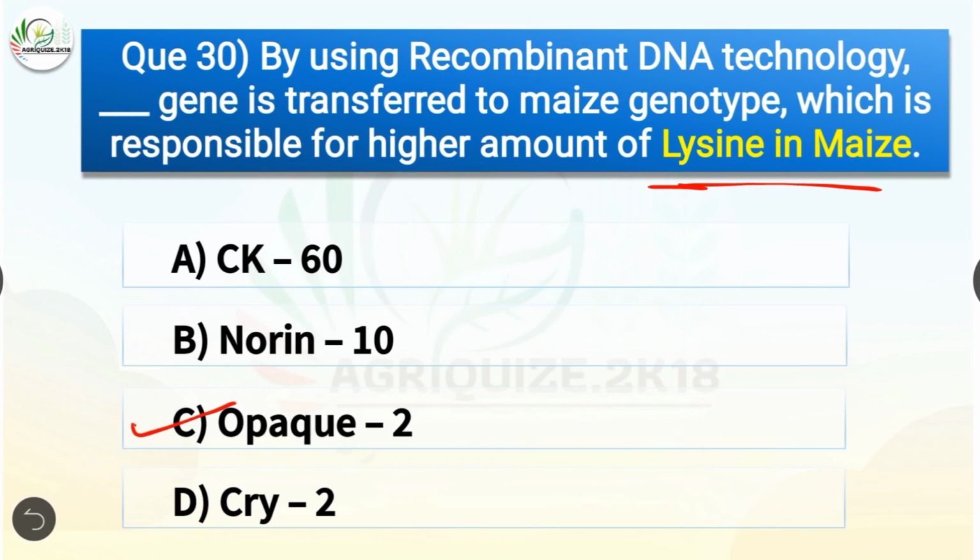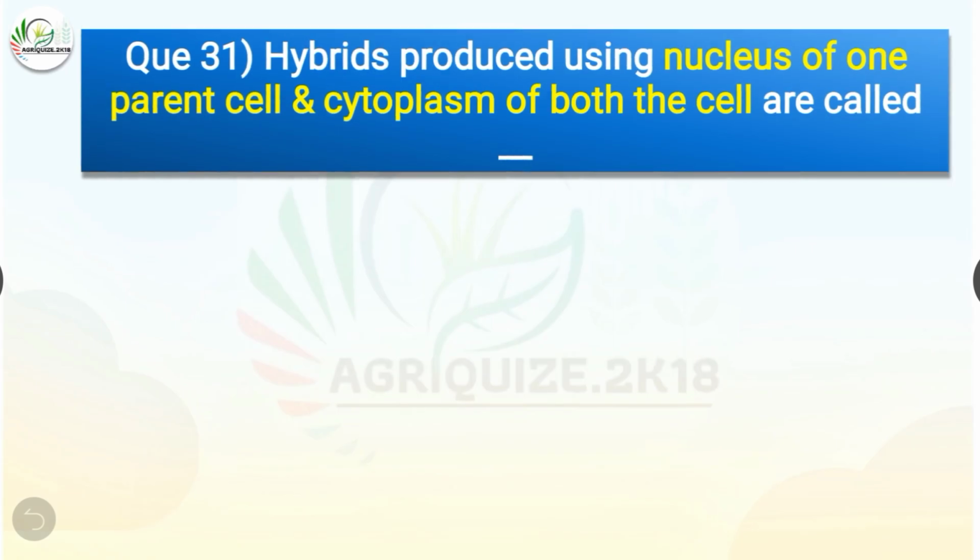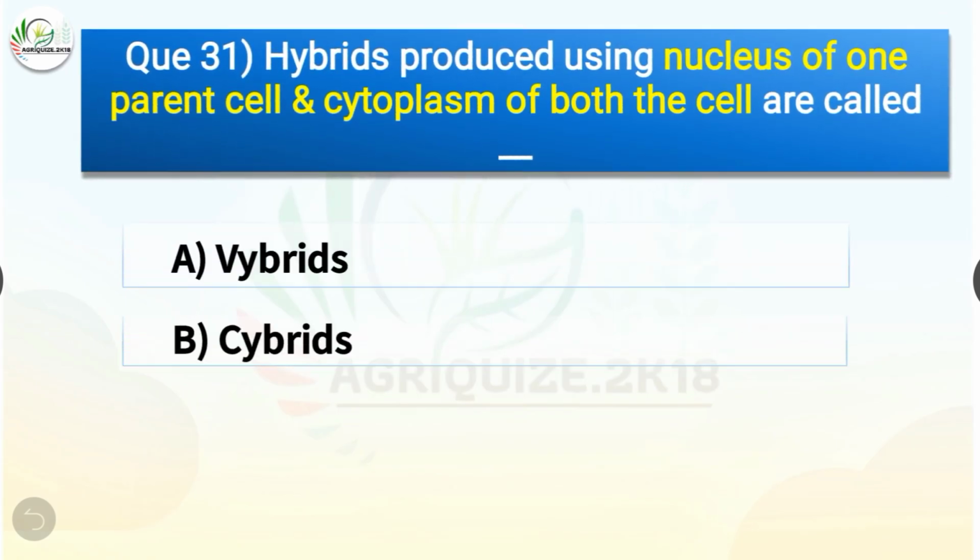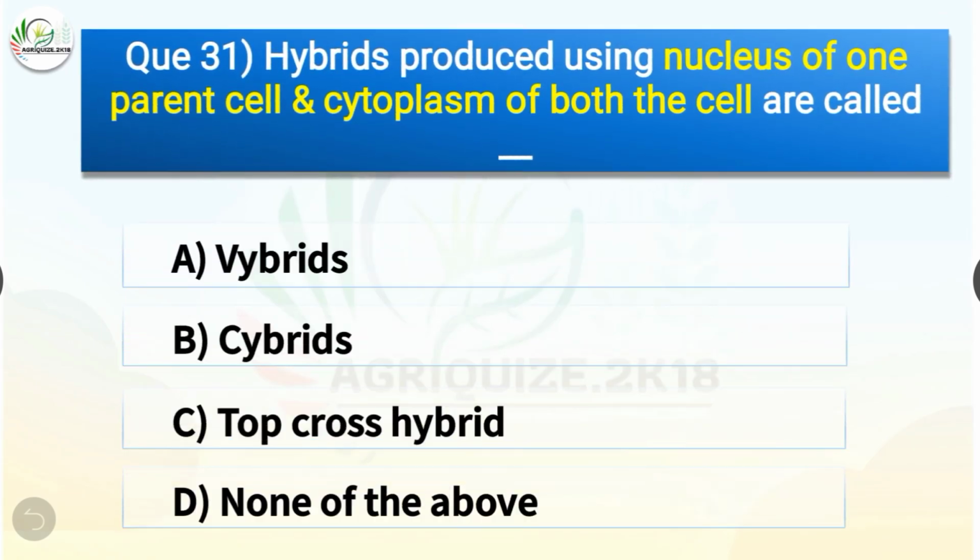Question number 31. Hybrids produced using nucleus of one parent cell and cytoplasm of both the cells are called dash. The options are vibrids, cybrids, top cross hybrid or none of the above. The correct answer is option B, cybrids. So hybrids produced using nucleus of one parent cell and cytoplasm of both the cells are called cybrids.